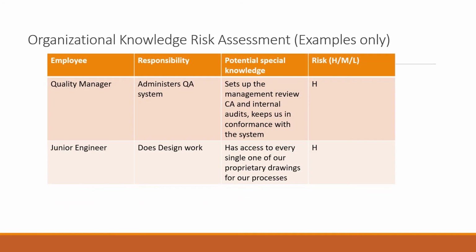Here's some more examples. The quality manager administers the QA system, sets up the management review, corrective action, and internal audits, keeps you in conformance with the system, knows when everything is scheduled, knows how to deal with the registrar, etc., etc. So that could be a high-risk individual. How about this one? A junior engineer does design work, has access to every single one of the proprietary drawings and the processes. That's a potential high-risk individual.